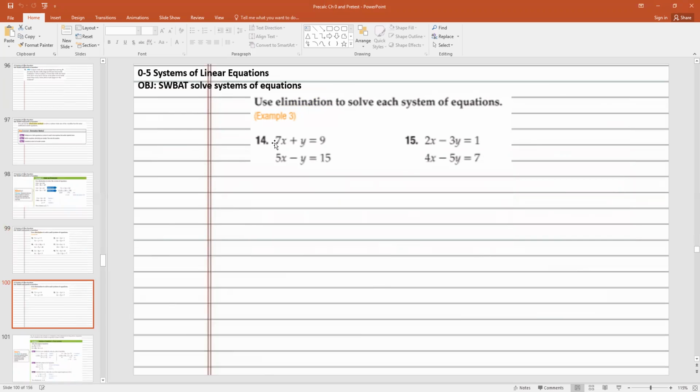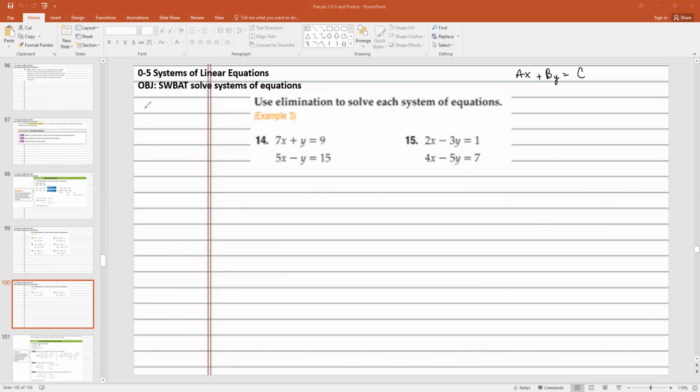So let's look over here at 14. I should mention this. It is best to put them all in standard form. So put it in the form ax plus by equals c. If you could get it like that, that'd be great. And then you want to line up like terms. Notice how all the x's are there, all the y's are there, equals, and then constants.